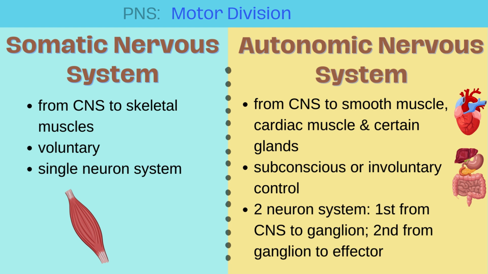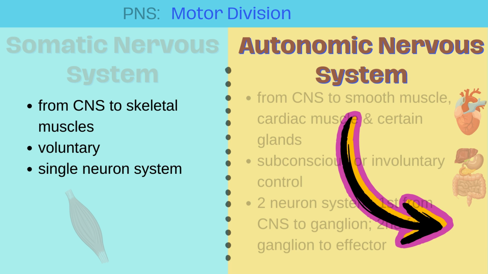The autonomic nervous system sends motor information to smooth muscle, cardiac muscle, and some glands. These effectors are all under subconscious or involuntary control, almost like they are automatic. So I remember autonomic is sort of automatic. It is made of two neurons. The first runs from the central nervous system to the ganglion, and the second neuron runs from the ganglion to the effector, which would be smooth or cardiac muscle and certain glands.